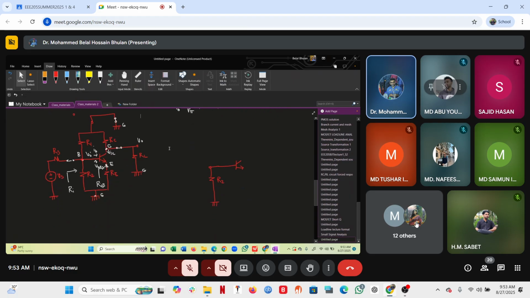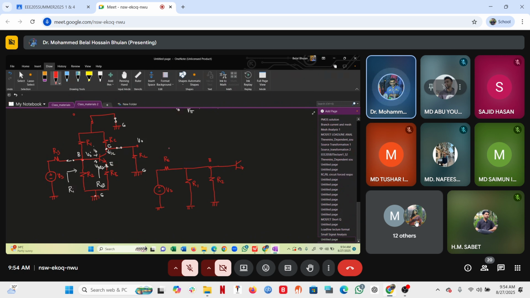So what does that mean? R1 and R2 are in fact connected in parallel to each other. Then from there it goes to RS, and from RS it goes to VS. So this is the base side.